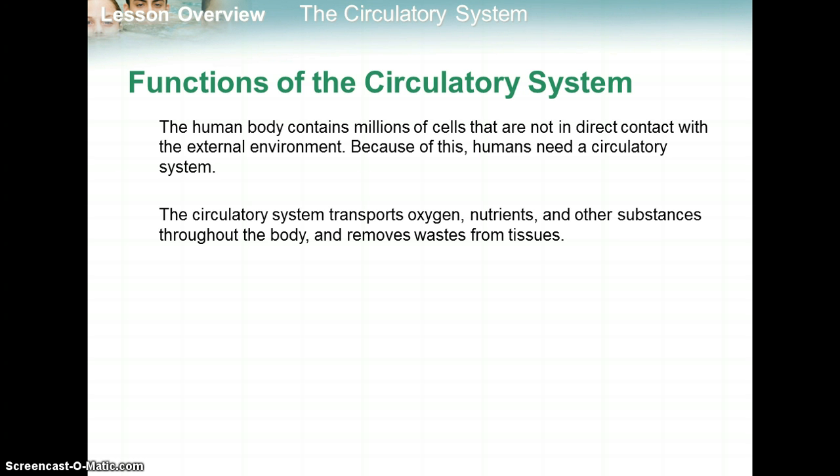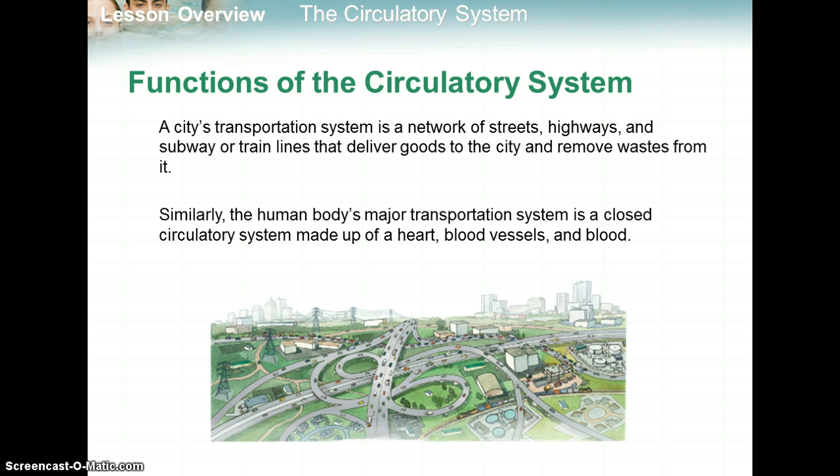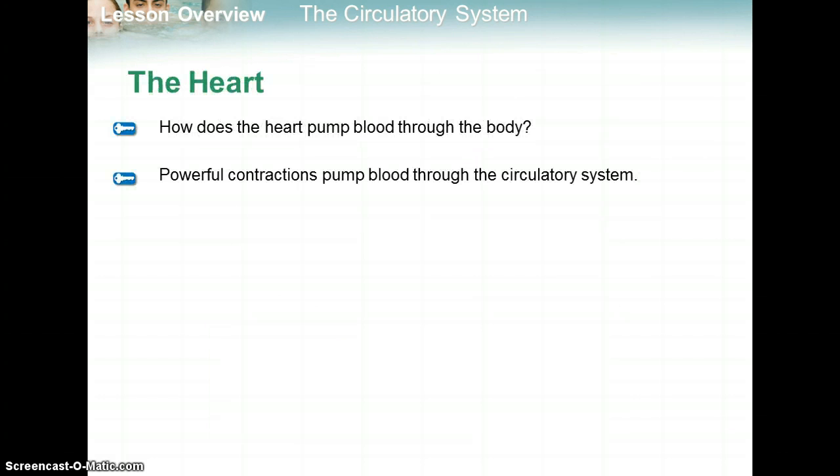The human body contains millions of cells that are obviously not in direct contact with the external environment. Because of this, humans need a circulatory system. Again, the circulatory system is transporting oxygen, nutrients, and other substances, and removing waste, since our cells are not exposed to the external environment. It's kind of like the streetways of a city, where you have all sorts of things being transported from one area to another.